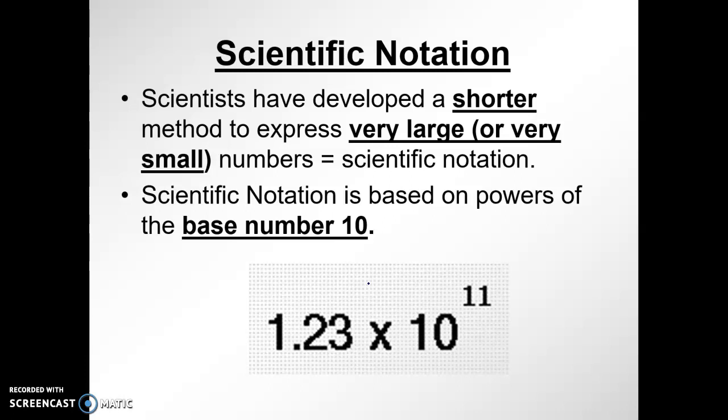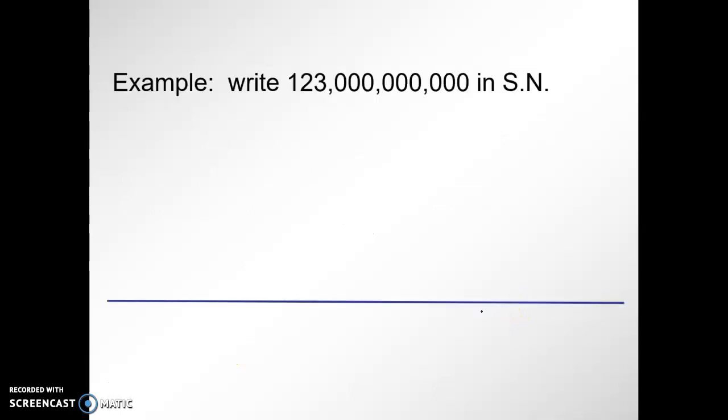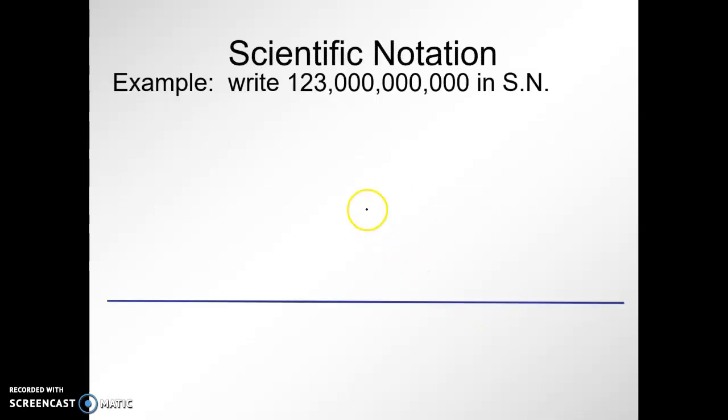So you'll always see numbers written similar to this. This first set of numbers, the 1.23, is known as the coefficient. This number is always greater than 1 but less than 10. The second part is the base. It's always base 10. And then you have some sort of exponent to help you know what the expanded version is.